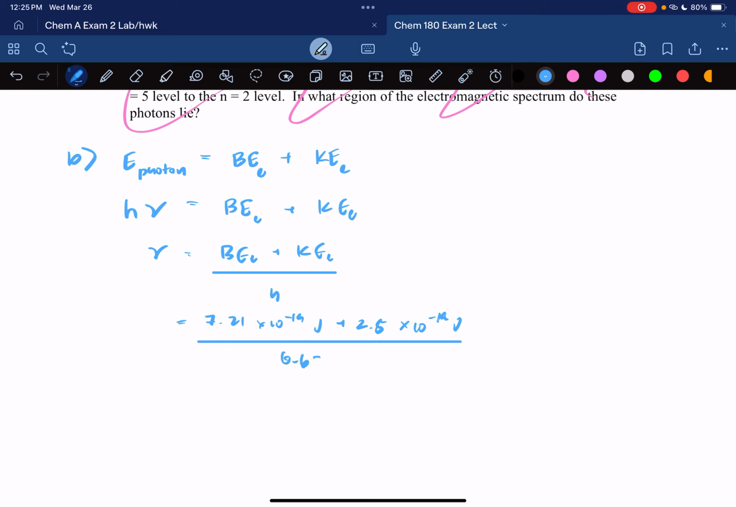So what kind of unit should you end up with? Second to the minus 1, or per second, cycles per second. How many cycles? It's 1.46 times 10 to the 15. How many sig figs should we have? It's 2. Yeah, that's good, right? I think I gave you too many.